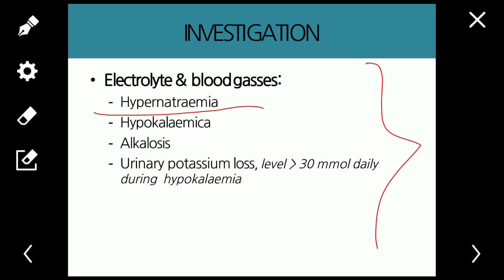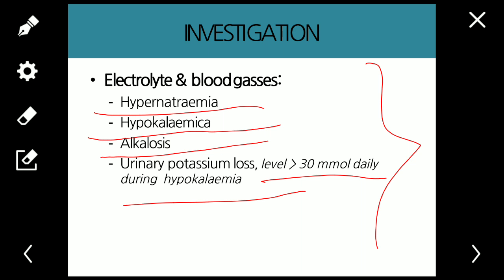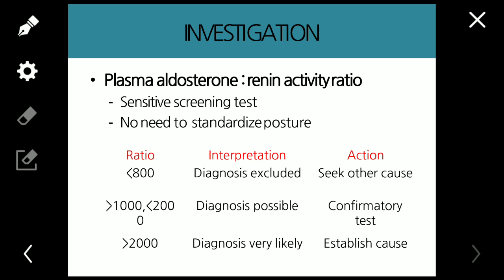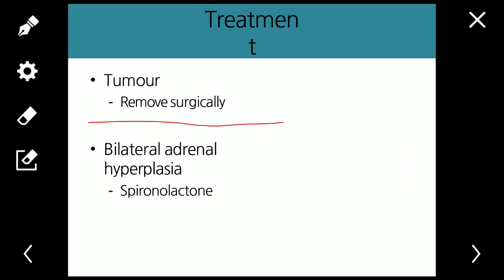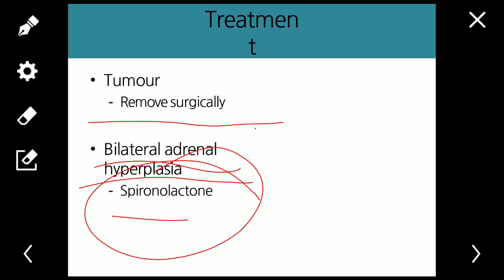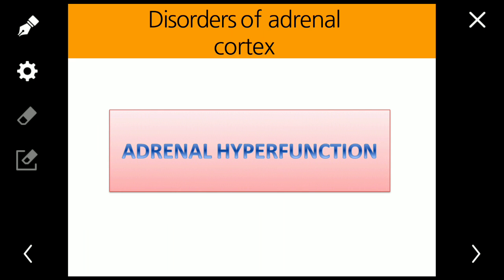Investigations: you do the sodium study, potassium study and blood gas analysis, where you can see hypernatremia, hypokalemia, alkalosis, urinary potassium loss of more than 30 millimoles daily due to hypokalemia. So treatment is surgical removal of the tumor. If bilateral adrenal hyperplasia is seen, give the drug spironolactone.